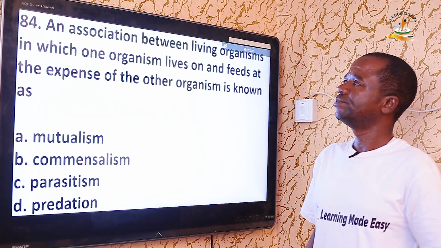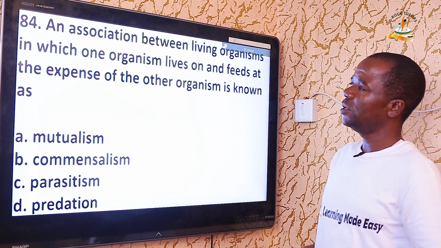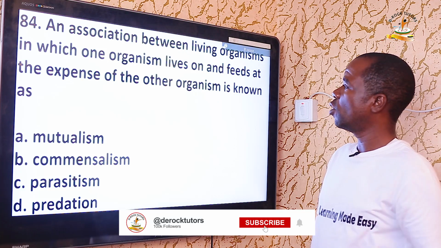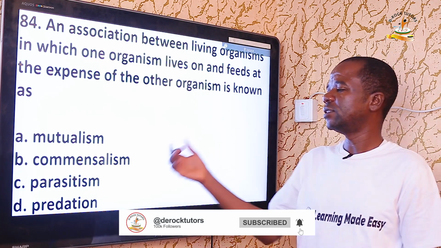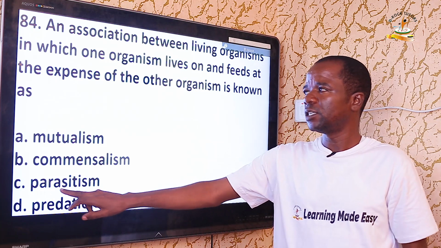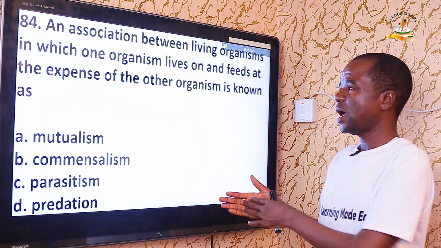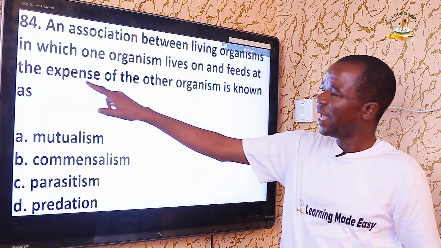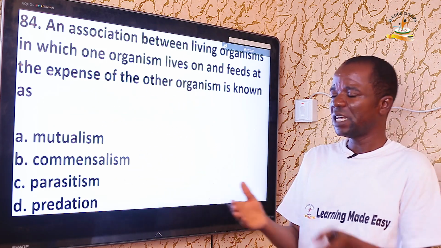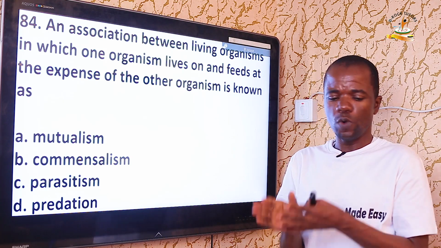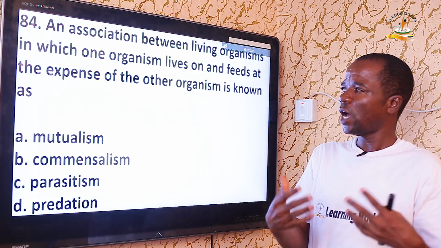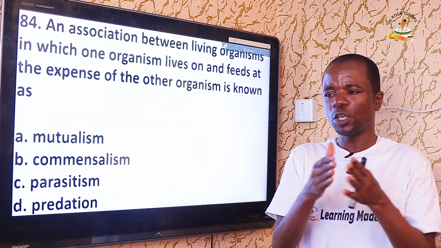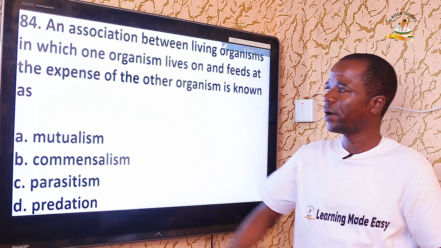Number 84. An association between living organisms in which one organism lives on and feeds at the expense of the other organism is known as definitely parasitism. A parasite feeds on and lives on another organism at the expense of the other organism. So a parasite benefits while the host on which the parasite lives and feeds on actually loses. So a feeding relationship where one organism benefits and the other one loses is called parasitism.